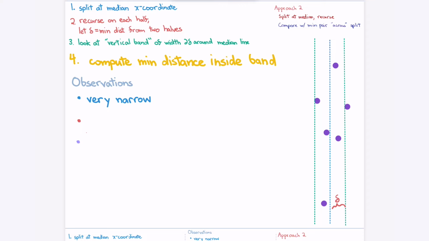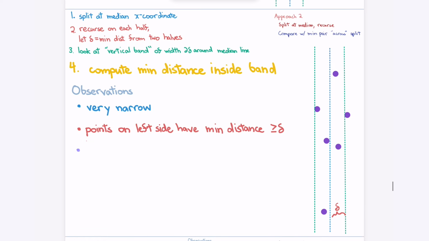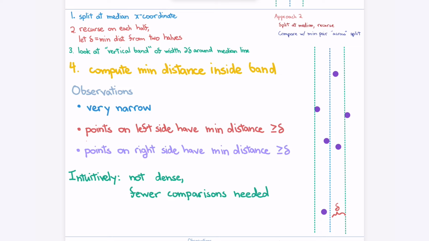The next observation is, any pair of points on the left side, of course, have minimum distance at least delta. Is that the same on the right side? So you're looking at this thing of width delta, right? And I could divide this into half. Meanwhile, any 2 points on the left side have to be delta apart. Any 2 points on the right side have to be delta apart, right?